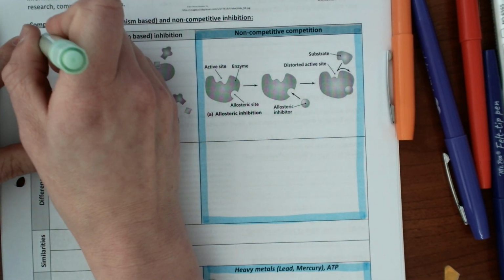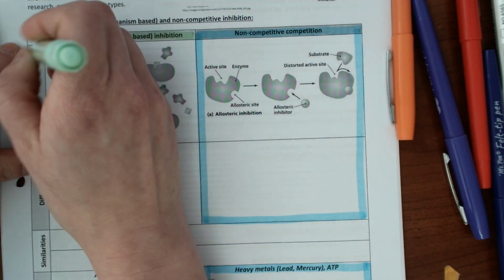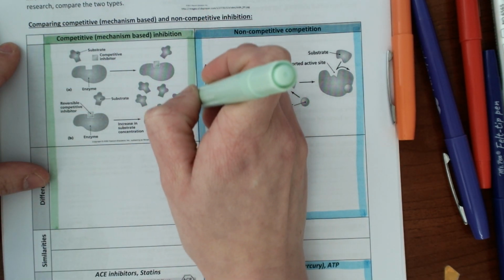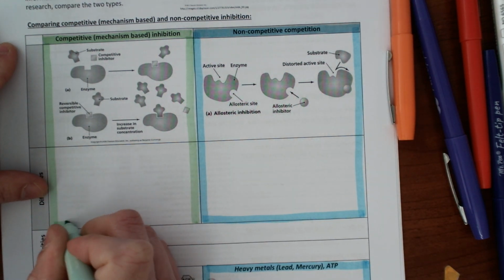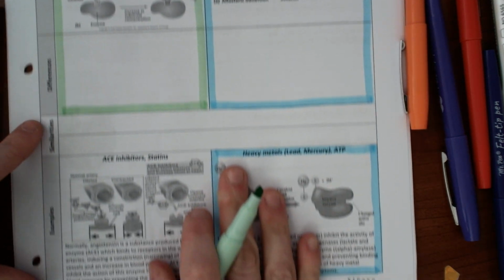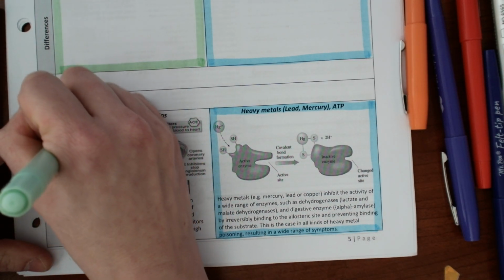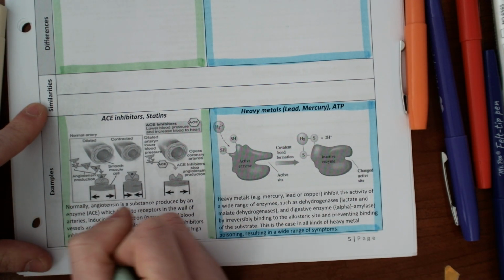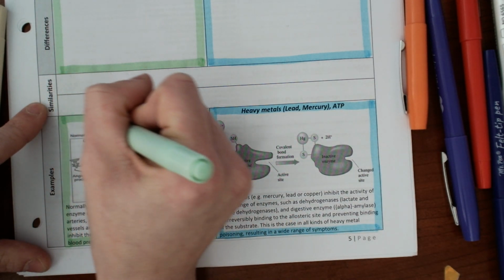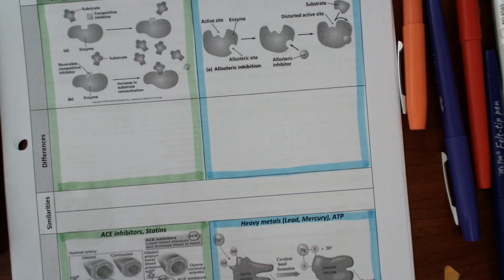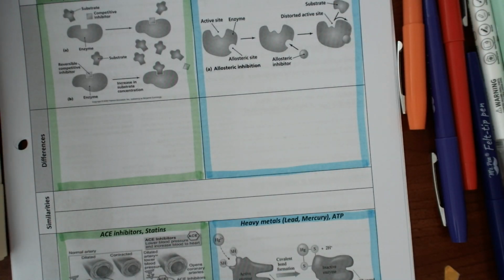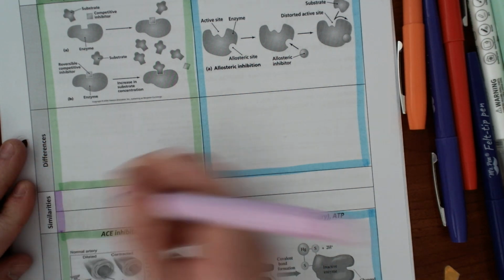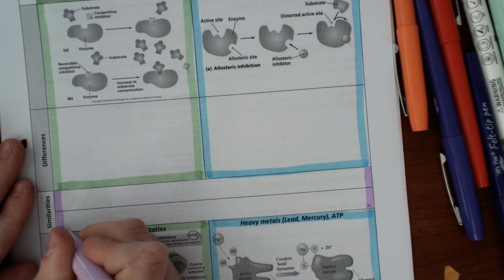And then we have competitive inhibition. Oh, it's time to draw another square. And then we'll do our little example. Spoiler again. It's an ACE inhibitor. And then similarities. I guess they'll be purple. The colors are not vibing today. It's okay. I did it to me.